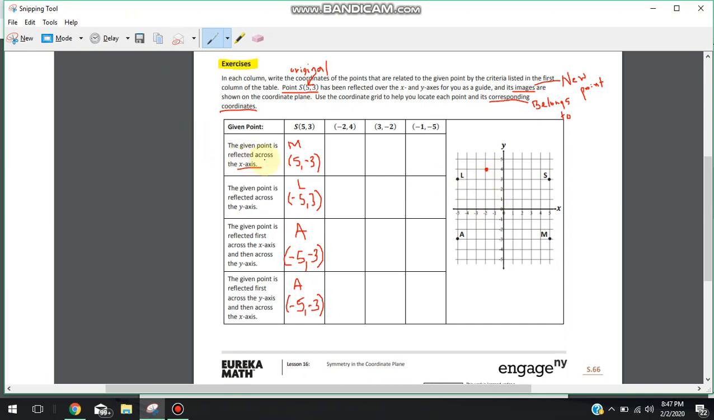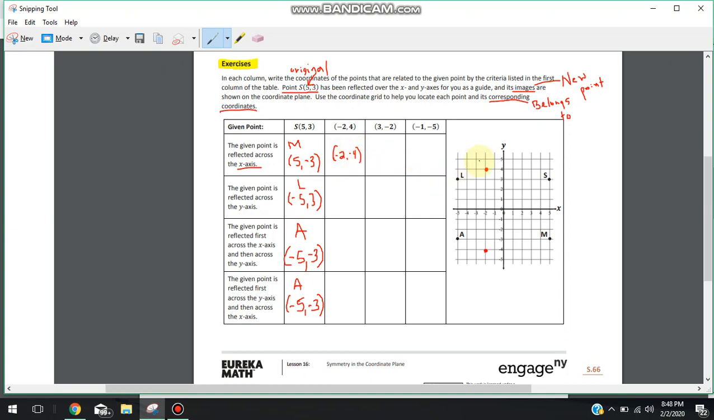Now if I reflect over the x-axis, that means I'm going to have the point move from this side to the bottom. So from top to bottom because I'm reflecting over the x-axis. So right now I am 1, 2, 3, 4 away from the x-axis. I went up from the x-axis, so now I'm going to move down. 1, 2, 3, 4. I would be here, and the coordinates of that point would be (-2, -4).